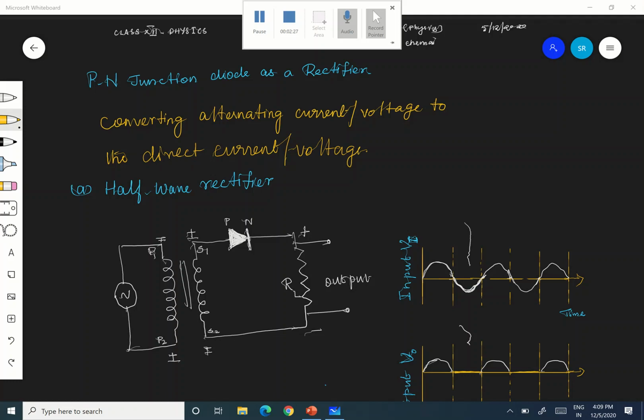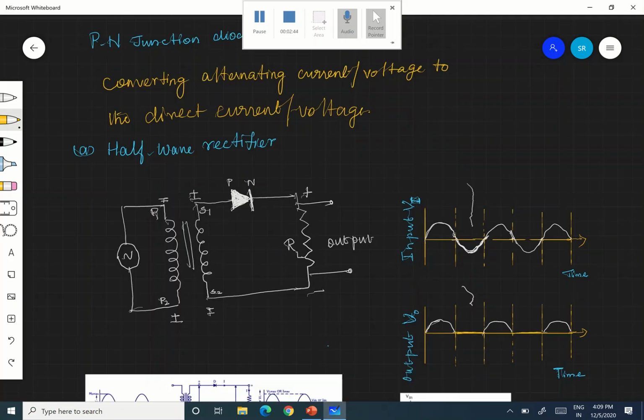Okay, so right now we are going to see there are two types of rectifiers. One is what is called a half wave rectifier and the other one is what is called a full wave rectifier. Now we are going to see both. First one is the half wave rectifier, how it works we are going to see.